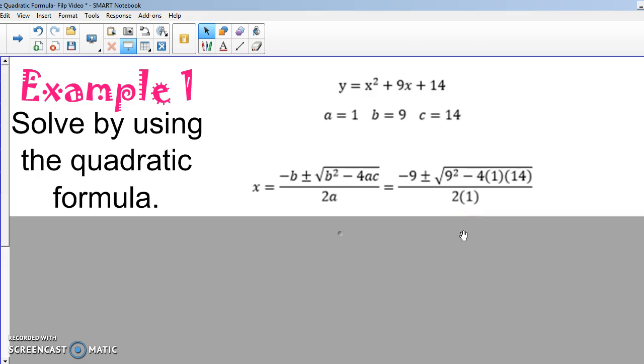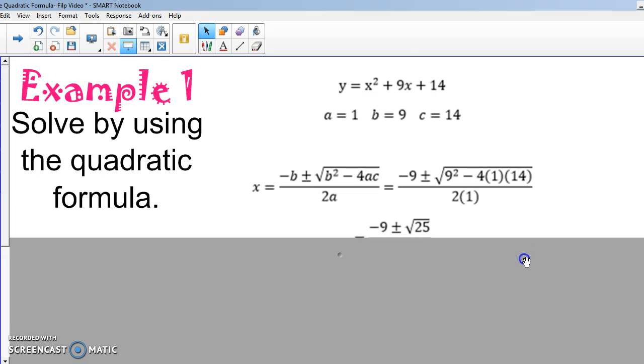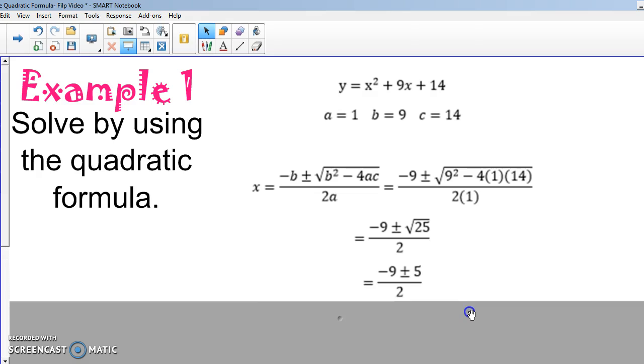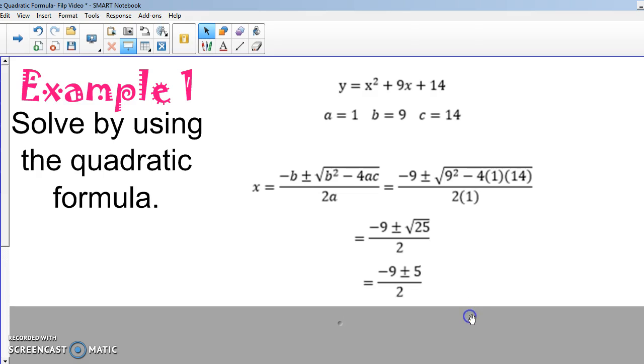All right, now we're just going to simplify it. What I'm going to simplify first is the part under the square root. So we're going to simplify this part right here. You can simplify that by typing it in your calculator. When you type it in the calculator, you should get that all of this under the square root is equal to 25. So now our problem simplifies to negative 9 plus or minus the square root of 25, all divided by 2. Well, we know the square root of 25 is 5, so I can rewrite it as negative 9 plus or minus 5, divided by 2.